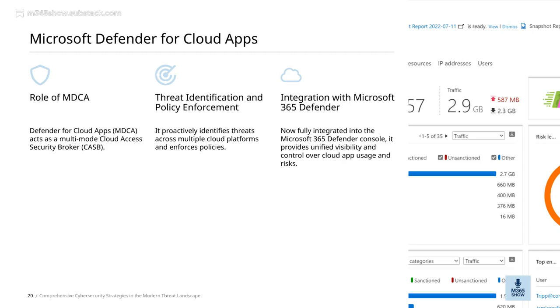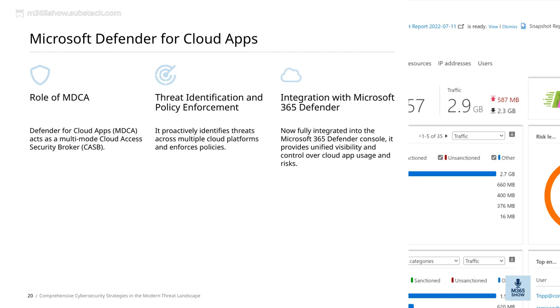Now, let's talk about how Microsoft Defender for Cloud Apps has evolved. It is now fully integrated into the Microsoft 365 Defender console, which means you get a unified view and control over cloud app usage and associated risks. This integration simplifies management and enhances your ability to respond quickly. By bringing everything into a single console, it allows us to see threats and activities across multiple cloud platforms in one place. It proactively identifies potential threats and enforces policies to keep our environment safe.